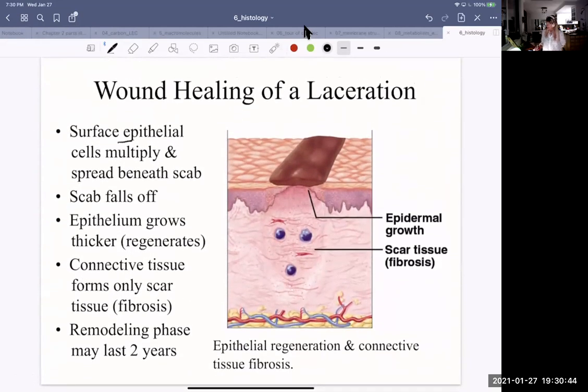The surface epithelial cells will multiply and spread beneath the scab, and then the scab will eventually fall off. So the scab was there to keep other pathogens from entering the body, and of course to keep your body fluids from leaking out, but eventually your epithelial cells will multiply and spread beneath that scab. The epithelium grows thicker as it regenerates. Connective tissue forms only scar tissue, fibrosis. A complete remodeling, depending on the severity of the injury, may last up to 2 years.